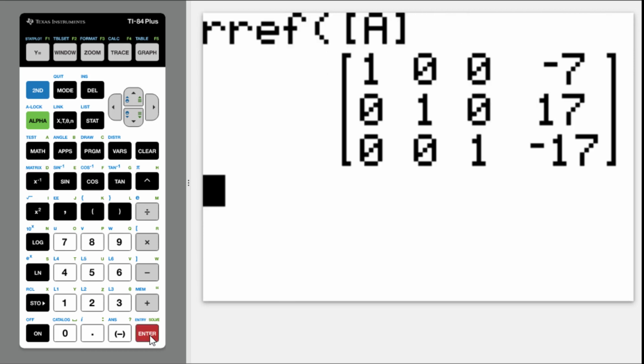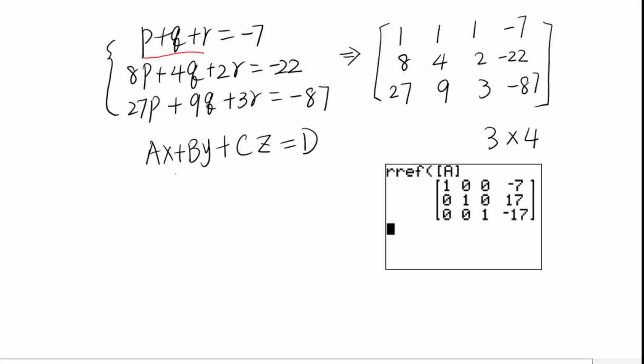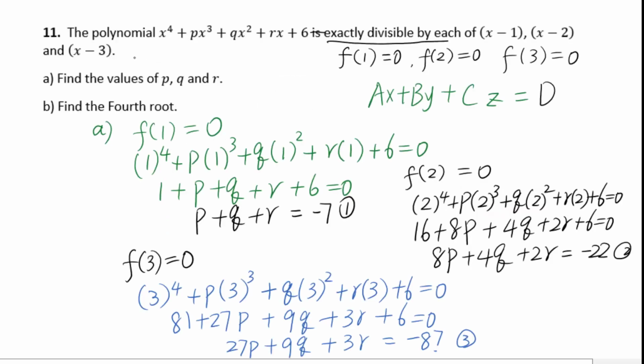Enter, enter. We know the variables we put are PQR. So this is P, this is Q, this is R. We get P equals negative 7, Q equals 17, R equals negative 17. So the solution to A will be P equals negative 7, Q equals 17, R equals negative 17.